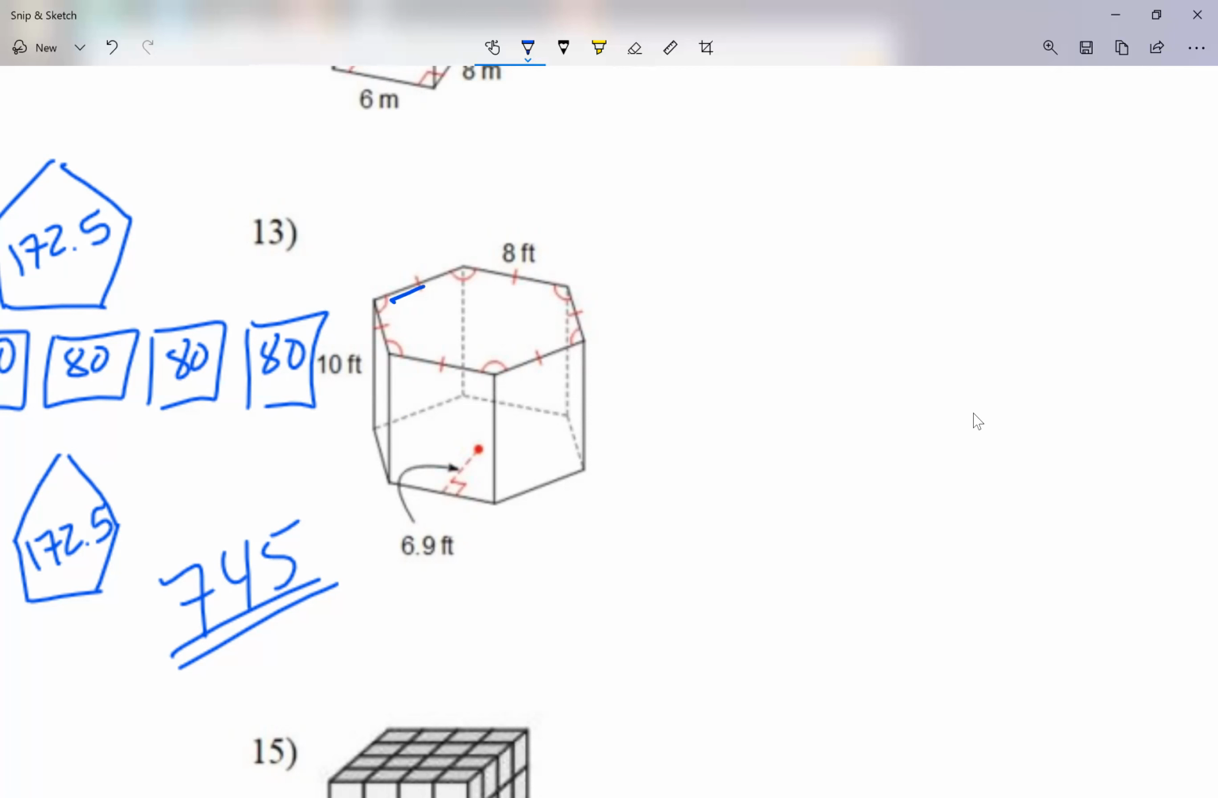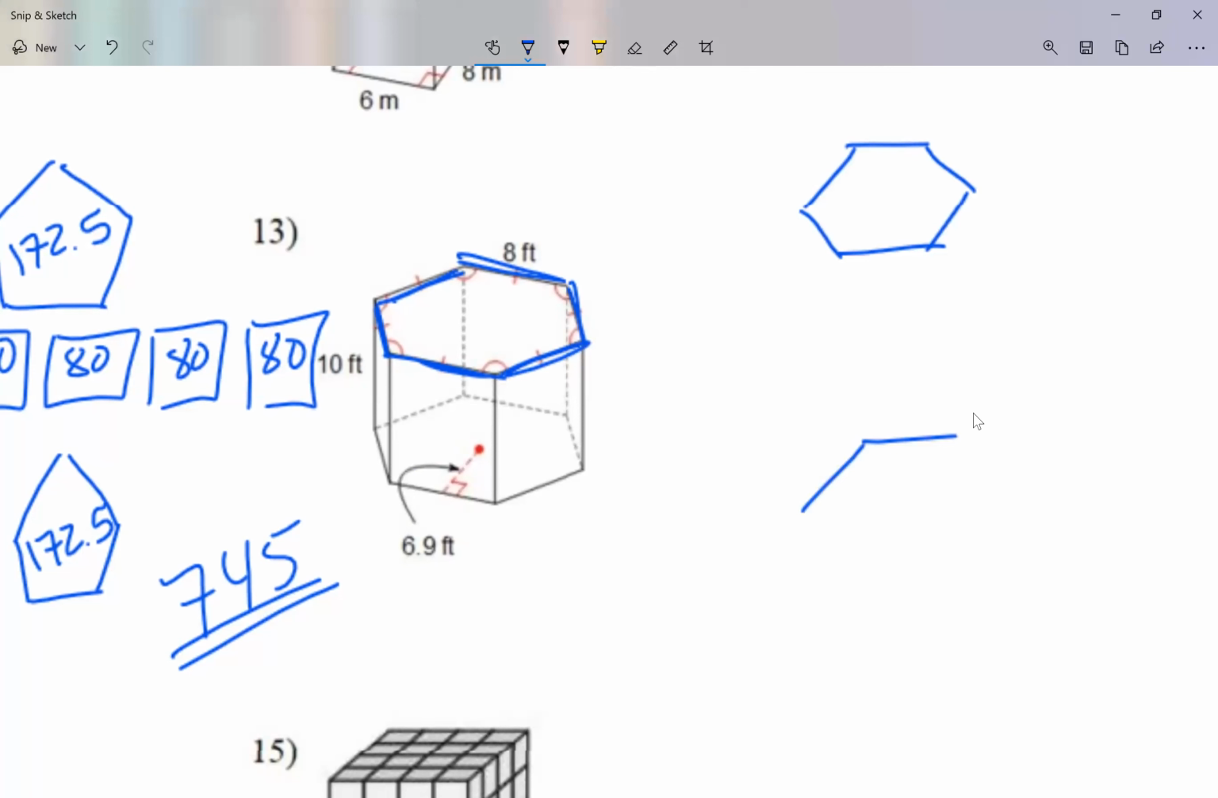So let me see. This base has 1, 2, 3, 4, 5, and 6. So let me do a figure with 6 sides on the top and another one at the bottom. All right, I have my 2 bases. For my bases, I see my dotted line inside because I'm looking for a triangle. I'm going to be looking at this triangle.